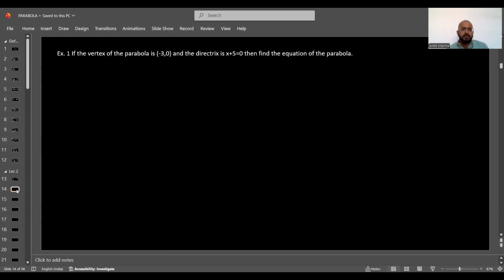Let's have a look at this question. The vertex of the parabola is (-3, 0), and the directrix is x + 5 = 0. Then find the equation of the parabola. If you take a look here, this is x + 5, so x + 5 = 0 is going to be here somewhere. This is x equal to -5. And then you have the vertex of the parabola at (-3, 0).